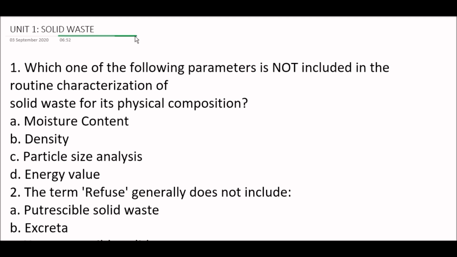Okay. So in this, your first question is, which one of the following parameters is not included in the routine characterization of solid waste for its physical composition? Option A, moisture content. Option B, density. Option C, particle size analysis. Option D, energy value. Right answer is option D, energy value. Energy value is the parameter not included in the routine characterization of solid waste for its physical composition.